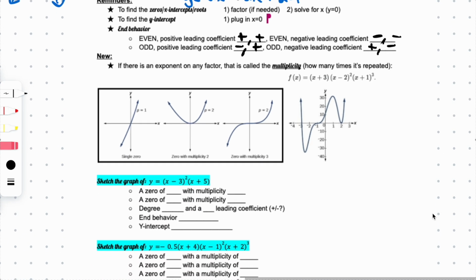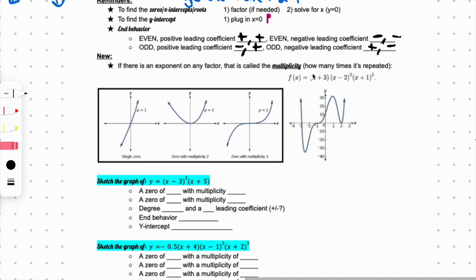Okay, now we're introducing something new here, and that is multiplicity. So when we have a function that looks like this, what we have for f of x right here looks super complicated. If we're trying to find the x-intercepts, we just set each of these parentheses equal to 0. And so we'd get x equals -3 here, and x equals +2, and x equals -1. But notice that for some of these parentheses, we're squaring them and cubing them.